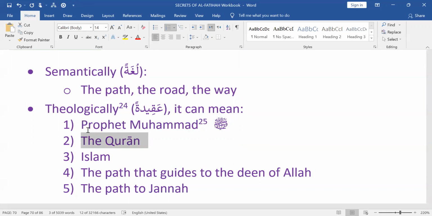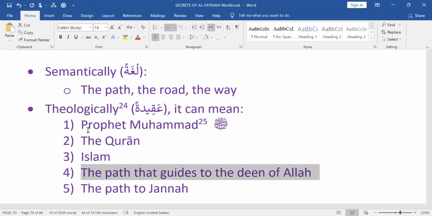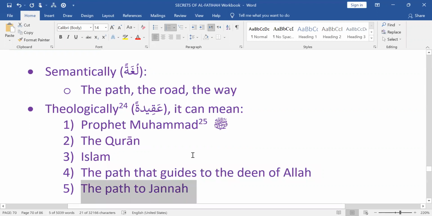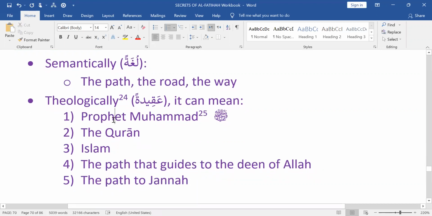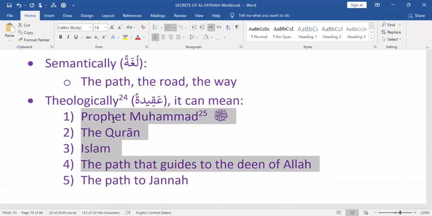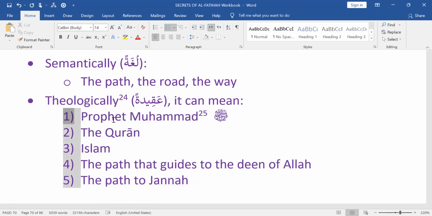It can mean the Quran, because the Quran is the path, the road, the way for us. It can mean Islam in general, because Islam is the path, the road, the way for us. It can mean the path that guides us to the deen of Allah, and it can mean the path to Jannah. So there are 5 different opinions or tafasir of as-Sirat that are mentioned in the books of Quranic commentaries that are written by some of our greatest ulama, mufassirin, which are the Quranic experts.